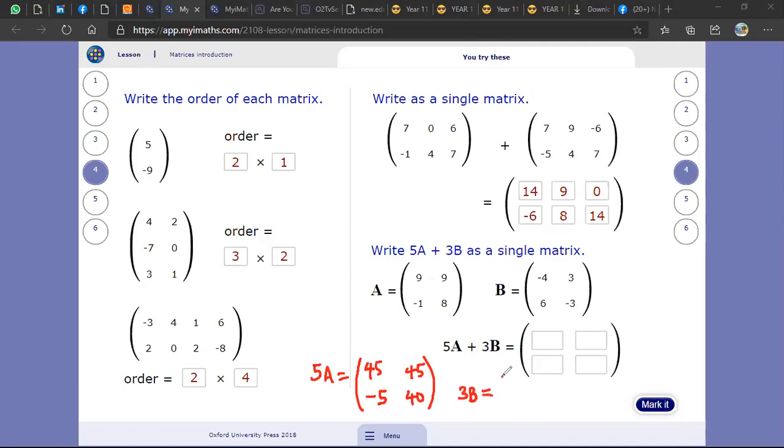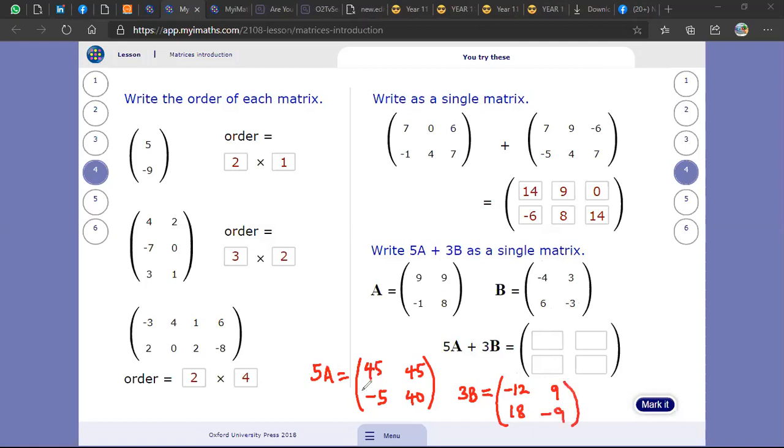3B is going to be equal to 3 times minus 4. Your focus is on matrix B now, guys. 3 times minus 4, I have minus 12. 3 times 3, I have 9. 3 times 6, I have 18. 3 times minus 3, I have minus 9.